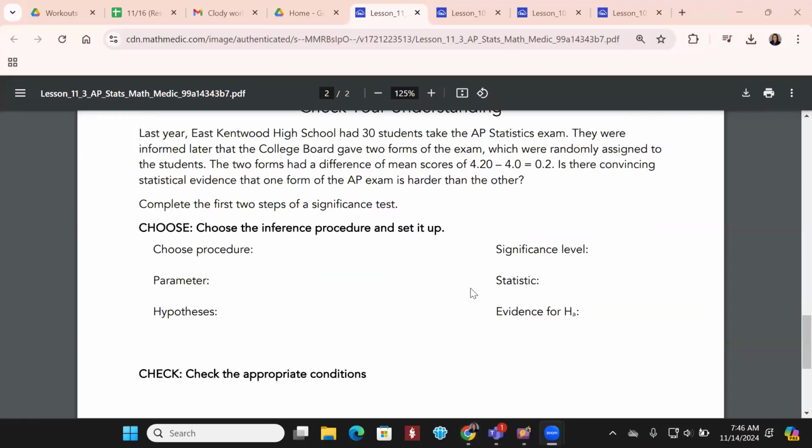Last year, East Kentwood High had 30 students take the AP stat exam. They were informed later that the College Board gave 2 forms of the exam, which were randomly assigned to the students. The 2 forms had a difference in means of 0.2 as their convincing evidence. Complete the first 2 steps of a significant test. So, what is the procedure?